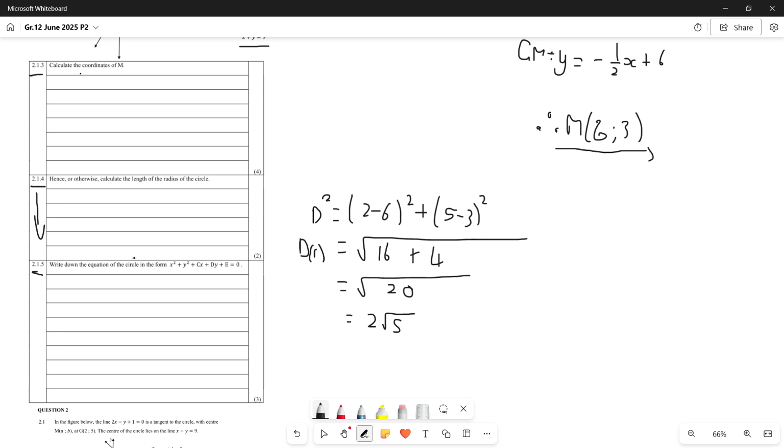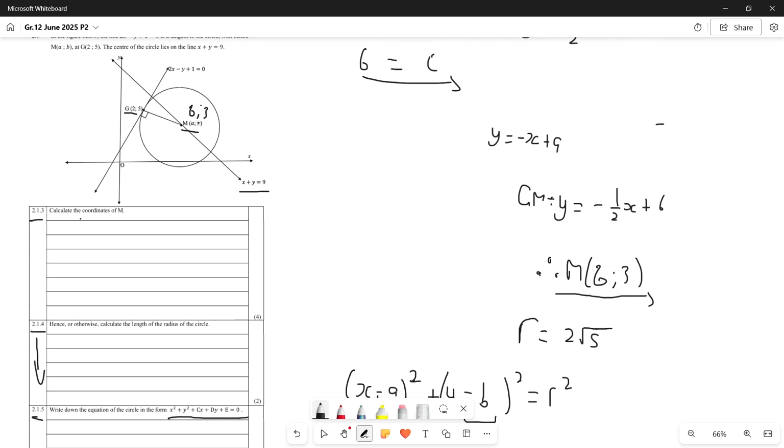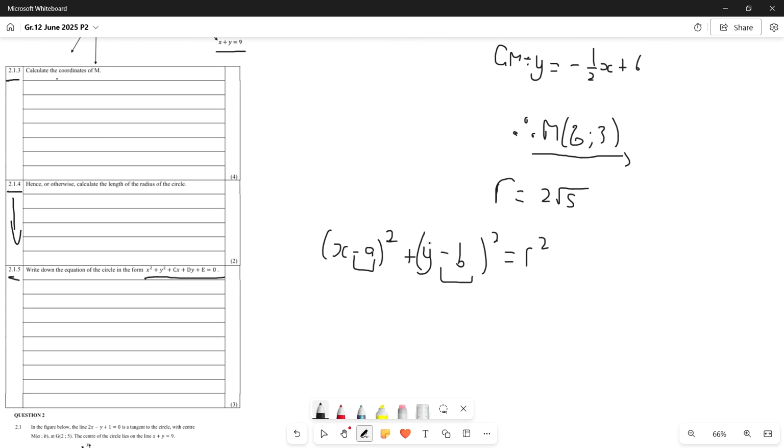2.1.5, write down the equation of the circle in the form x squared plus y squared plus cx plus dy plus e equals 0. So it is 3 marks. They're asking for a specific form, but a reminder that on our formula sheet, we have the equation of a circle. So (x minus a) squared plus (y minus b) squared equals r squared. So we just calculated r, and then once we plug in our a and our b, and we FOIL everything out, we can move everything to one side, and then we will have it in a form like this.